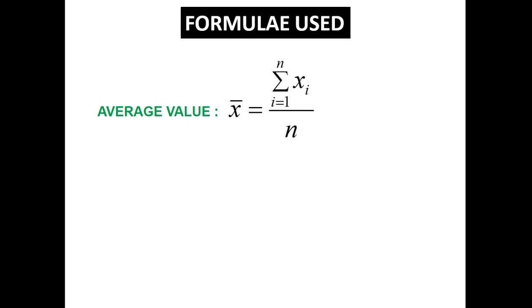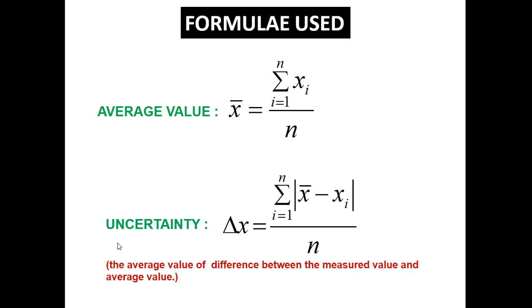The formula to calculate the average value is to total up all the repeated readings we have taken, divided by the number of readings or number of measurements. For the uncertainties, we are going to calculate using this equation, whereby we calculate the average value of the difference between the measured value and the average value.